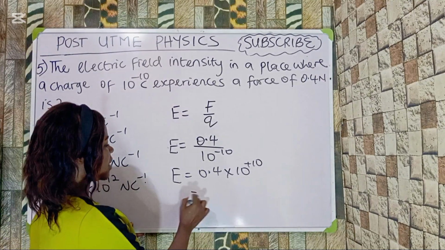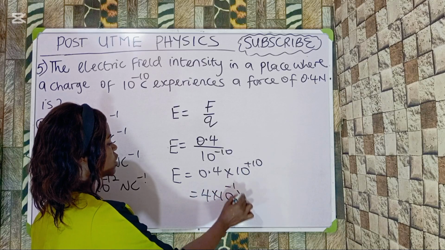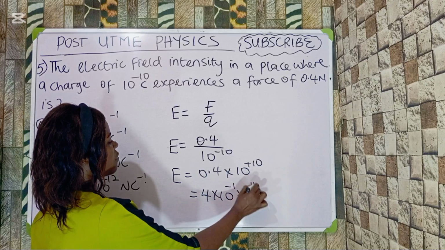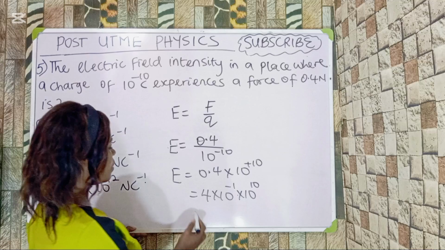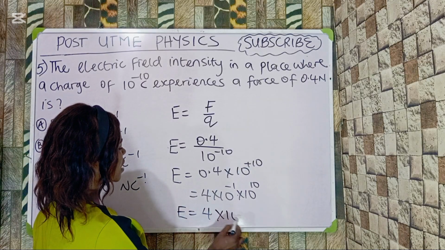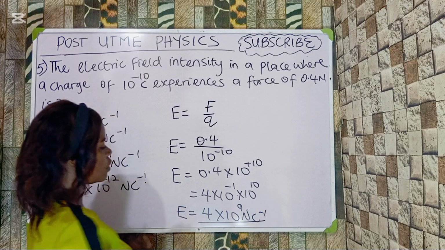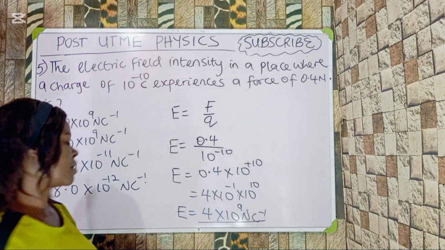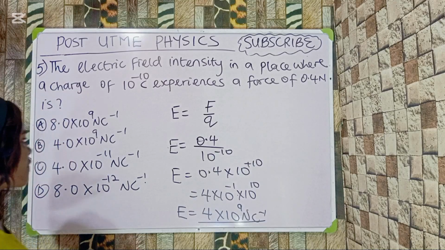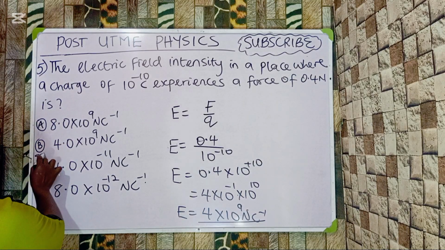Let's work it out by saying that this is 4 times 10 to the power of minus 1, times 10 to the power of 10. Simply put, E is equal to 4 times 10 raised to the power of 9 Newton per coulomb. Hope you understood that. Now from what we've got so far, the correct option to this question is option B.